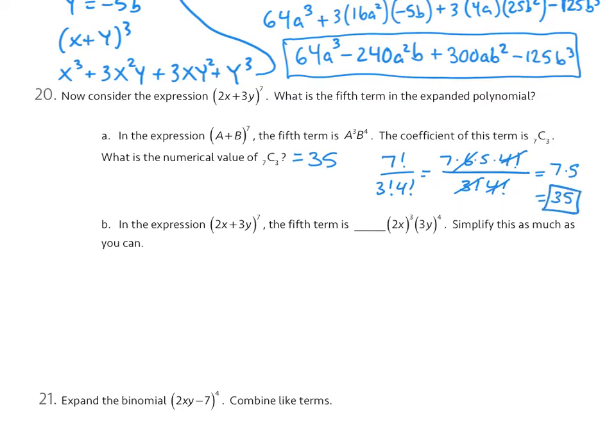And now part B. In the expression (2x + 3y) to the 7th, the fifth term is blank, and then (2x)³(3y)⁴. In this blank, we would put the 35. We've done the calculation for that.